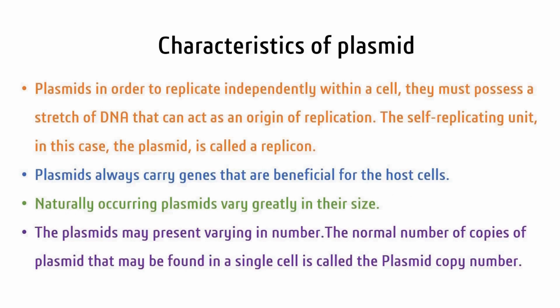Now let's see the characteristics of plasmids. Plasmids, in order to replicate independently within a cell, must possess a stretch of DNA that can act as an origin of replication, shortly known as ORI. The self-replicating unit, in this case the plasmid, is also called a replicon. Plasmids always carry genes that are beneficial for the host cell. The naturally occurring plasmids vary greatly in size. Plasmids may be present in an individual cell in varying number, ranging from 1 to several hundreds. The normal number of copies of a plasmid that may be found in a single cell is called plasmid copy number.